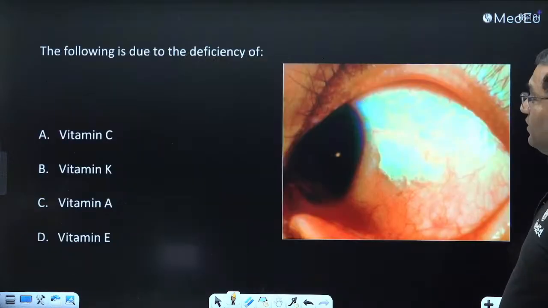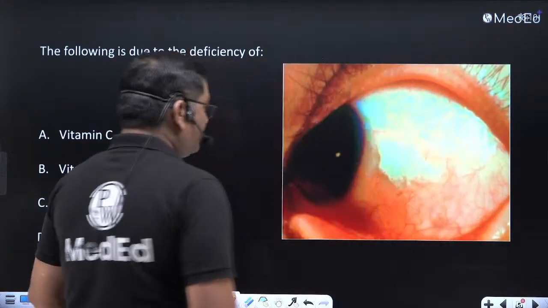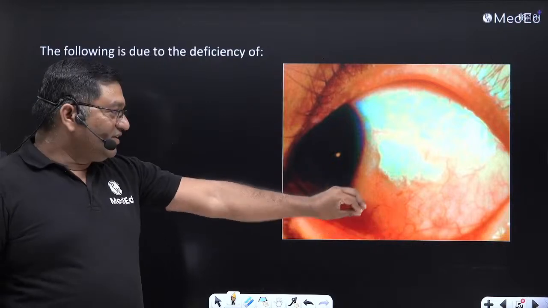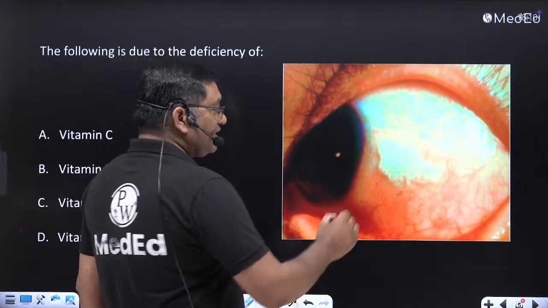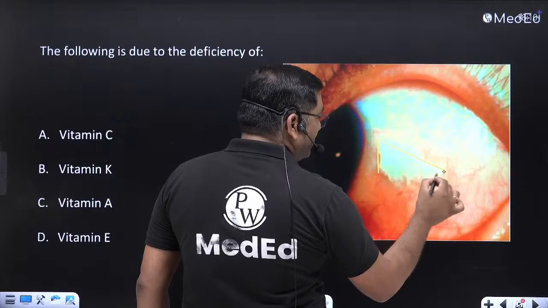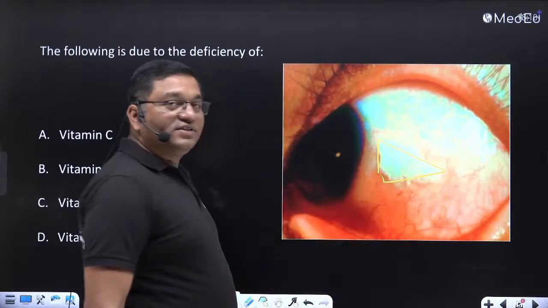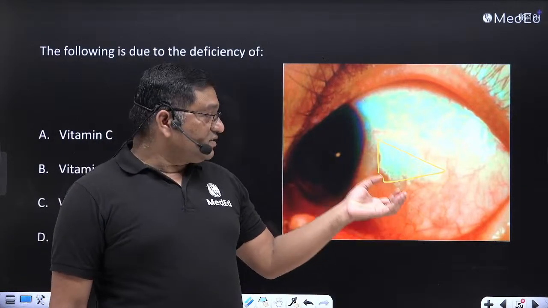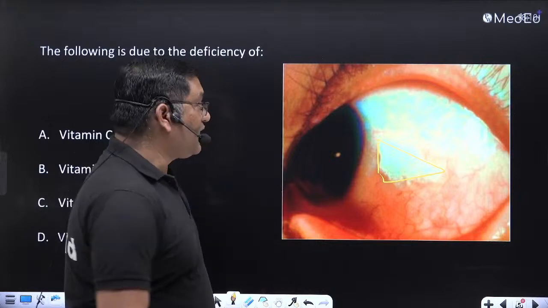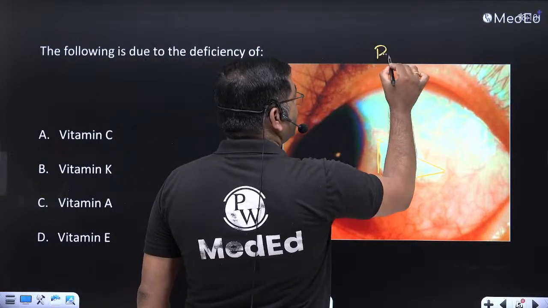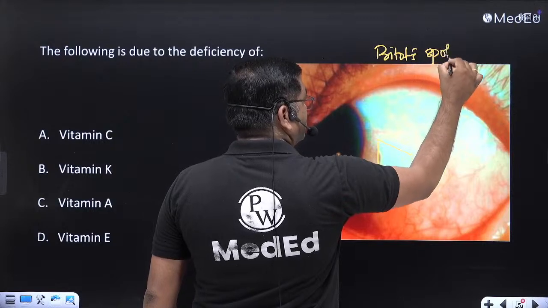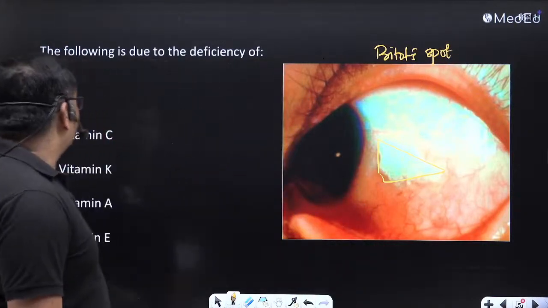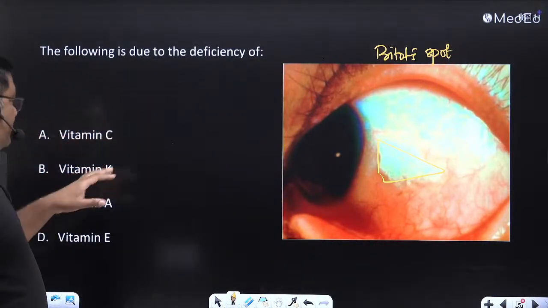Now see the second question. This is an important and very easy image. So see, there is a hyperkeratinized plaque, a triangular white opaque plaque on the conjunctiva. This is a triangular white opaque plaque on the conjunctiva. It is known as Bitot spots. See, the following is due to deficiency of.